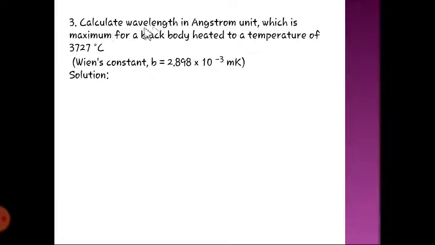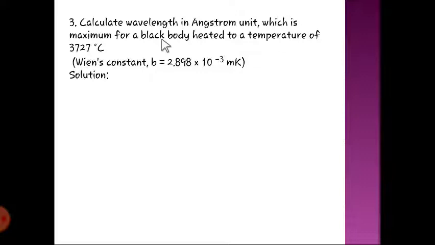The third numerical: calculate the wavelength in Angstrom unit, which is maximum for a black body heated to a temperature of 3727 degrees Celsius. In this, what are we going to find out? Remember the spectrum graph. By increasing the temperature of a black body, we observed the peak of wavelengths shifting towards the left. Shifting towards the left means as the temperature increases, in the case of a black body the wavelength decreases.